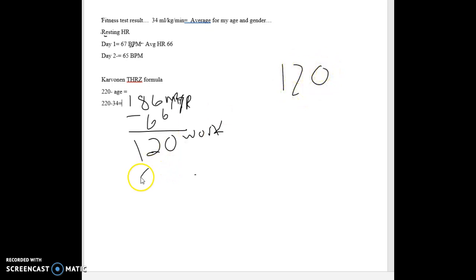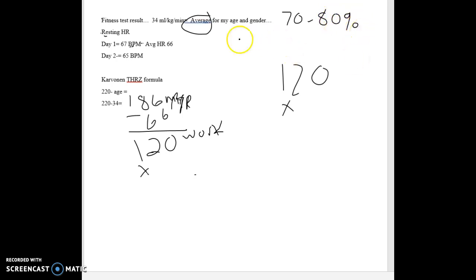So when I'm using my 120, I now want to determine what my fitness level was and what's most appropriate. Because I said that my fitness level was 34 milliliters per kilogram per minute for my max VO2, that gives me an average fitness level for my age and gender. So based off of that average fitness level, my target heart rate zone should be between 70 and 80% of my maximum. Okay, so that is average.